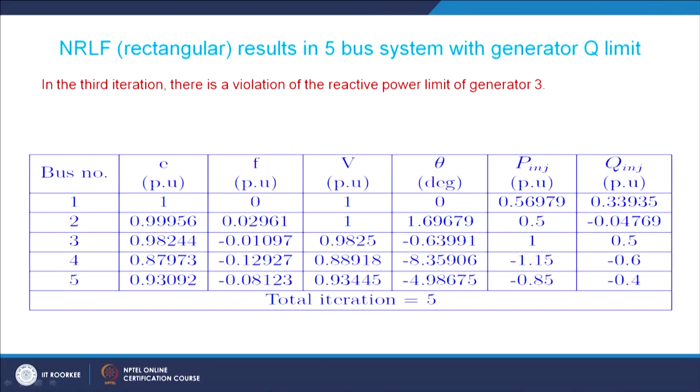Now here, if we consider the generator Q limit, then in the third iteration there is a violation of the reactive power limit of generator 3. So accordingly, as we have just discussed in this lecture, the dimensions of the Q vector, V square vector, J3, J4, J5 and J6 submatrices are changed. And then these calculations are repeated, and the entire algorithm converges in 5 iterations.